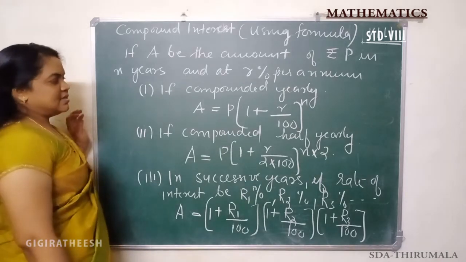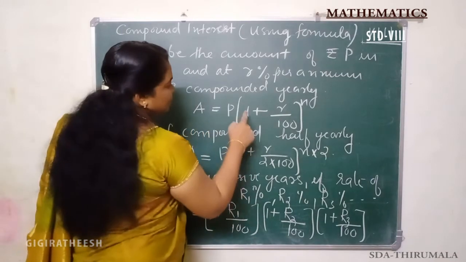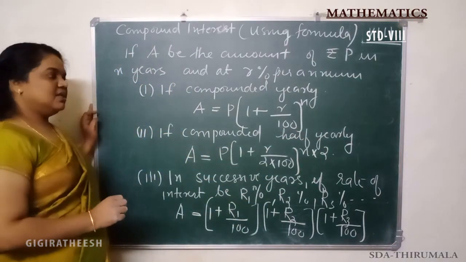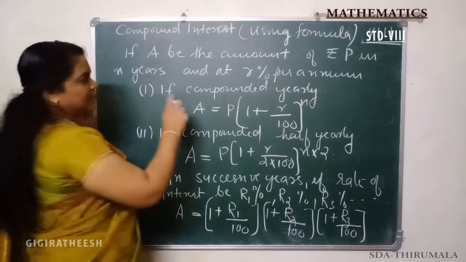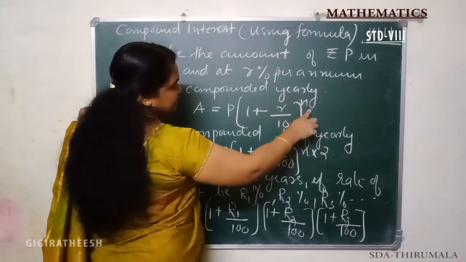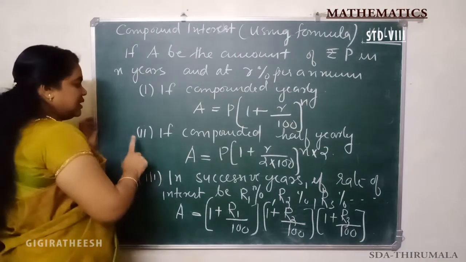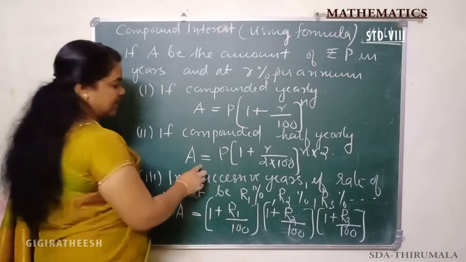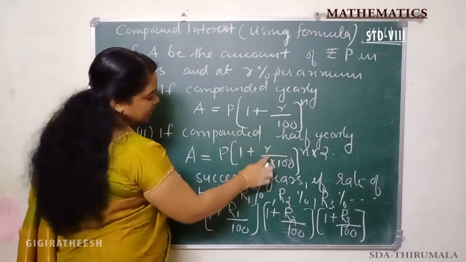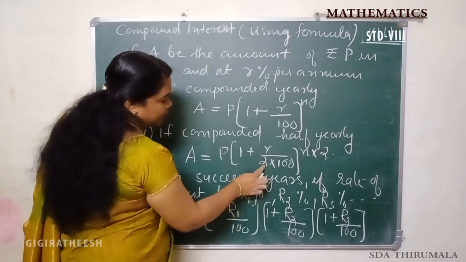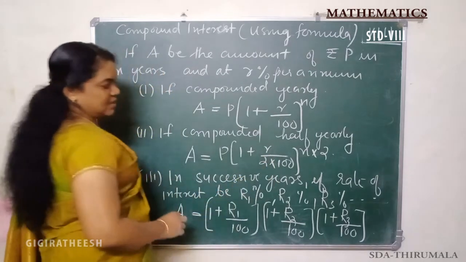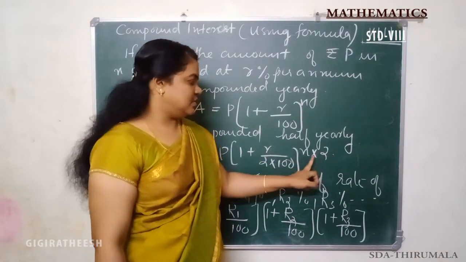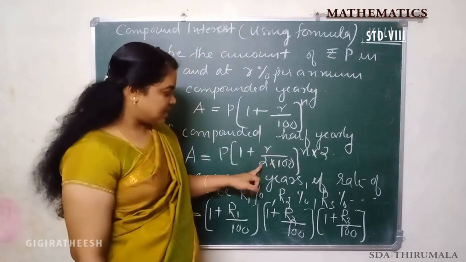A is equal to P into 1 plus R by 100, the whole raised to n. This is if it is compounded yearly, that is n equal to 1. The second one, if it is compounded half yearly: A is equal to P into 1 plus R by 2 into 100, the whole raised to n into 2. Here we divide R by 2 and double n.